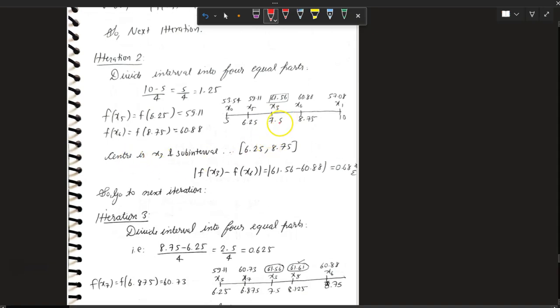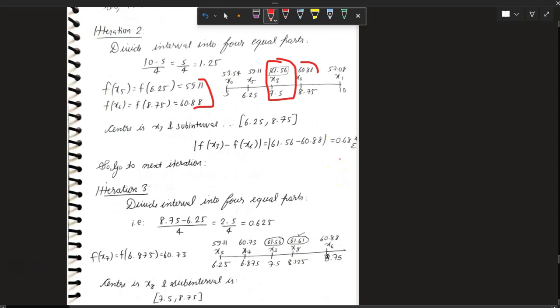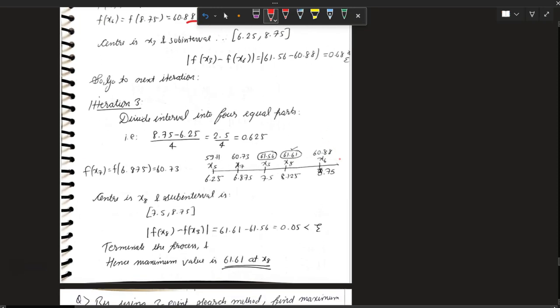Put all the function values here also. See, 61.56 is the maximum and the second maximum is 60.88. Subtract: 61.56 minus 60.88, and you will get 0.68. That is not close to the epsilon value which is given in the question. Now iterate one more time with the same thing.